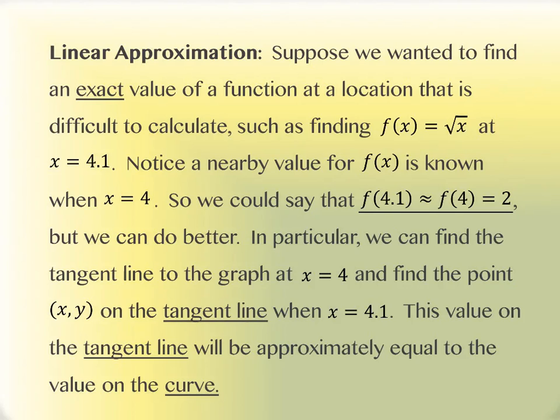It's an approximation. But we can do better than simply ignoring the little difference that we're off by. We can also approximate the difference we're off by. And the way that we can do that is by finding a tangent line. Well, finding tangent lines is derivatives, right? That's everything we did in chapter 2 is about finding these tangent lines, finding these derivatives. And we can figure out on the tangent line what the value would be at 4.1 instead of being on the graph itself. This value on the tangent line will be approximately equal to the value on the curve.